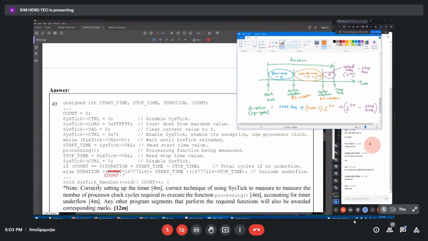So this is part A. How we can use the SysTick timer to measure the duration of a function in clock cycles. We can measure how long a function takes to execute in clock cycles using the SysTick timer like this. So you just print screen this. I give you a few seconds. 5, 4, 3, 2, 1.